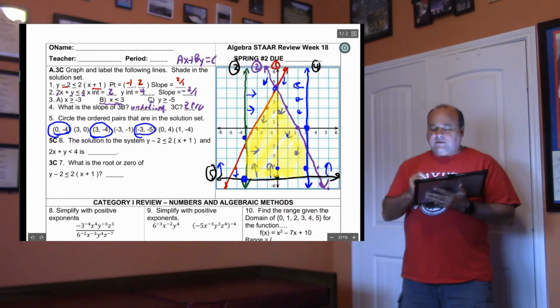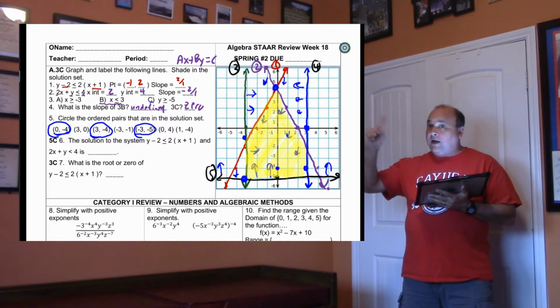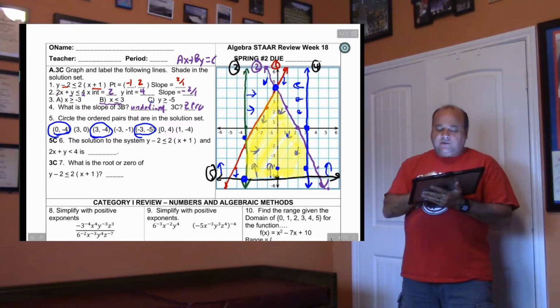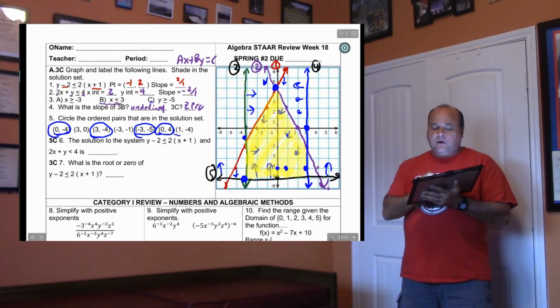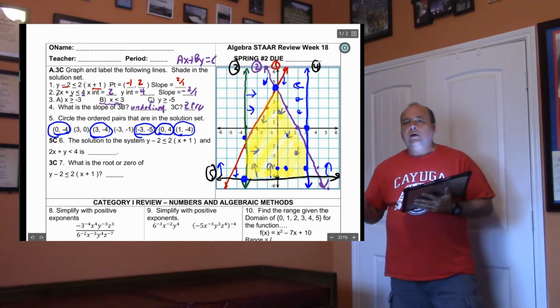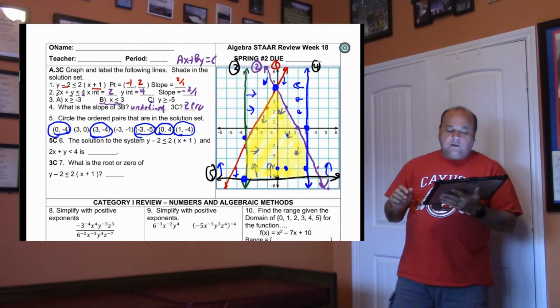0 comma 4 is this intersection point right here. That works. Both lines are solid, and it's attached to the shaded part. Right 1 and down 4 is right here. That is in the shaded part. That one would be true. So all you're doing is seeing if it's in the shaded part to see if it's true or false.